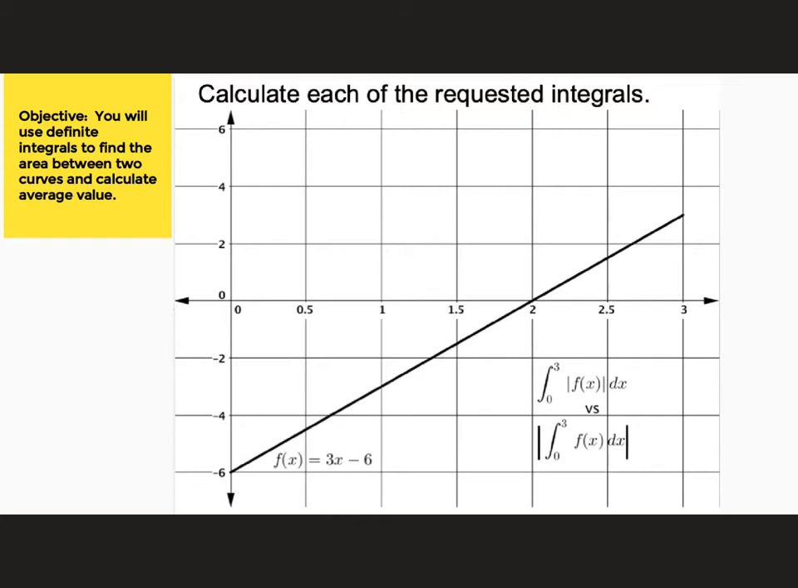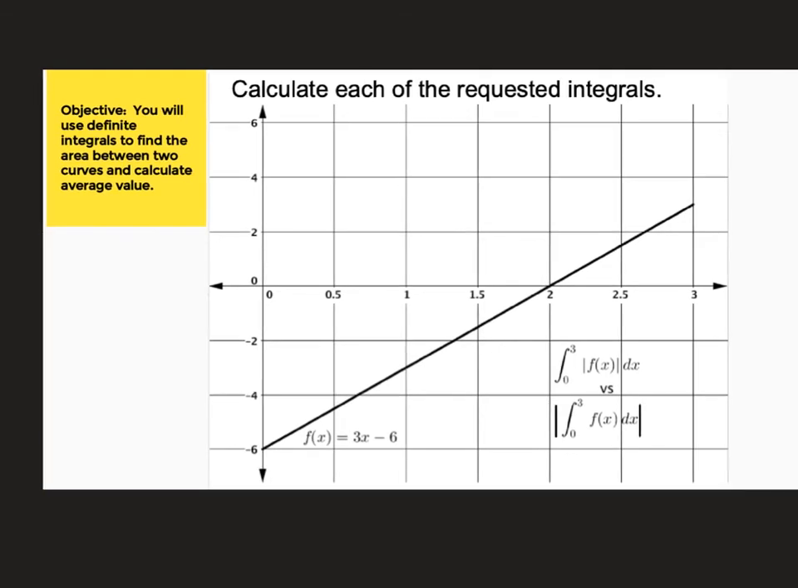All right, let's see what we got here. So now we're going to use definite integrals on the area between two curves and calculate average value. So we have a request to calculate each of the requested integrals. There's some basic integration stuff we're doing here. I'm just going to do this using area. I'm not going to do it using FTC that we just learned. So that's 6 by 2, so the area of that is 6 because it's a triangle. That's 1 by 3, so that's 3/2.